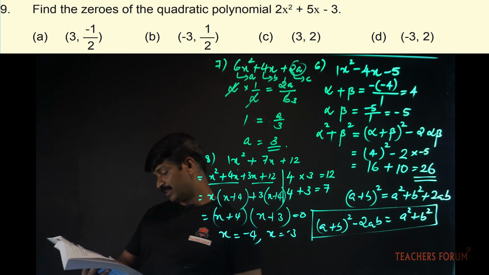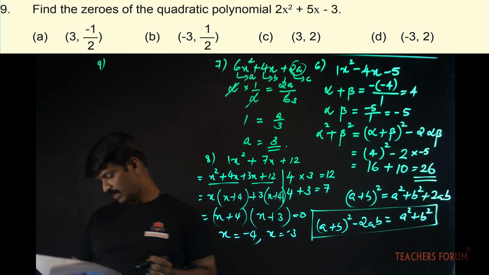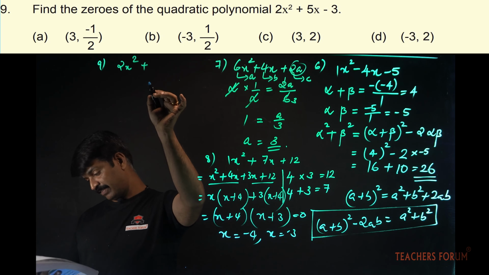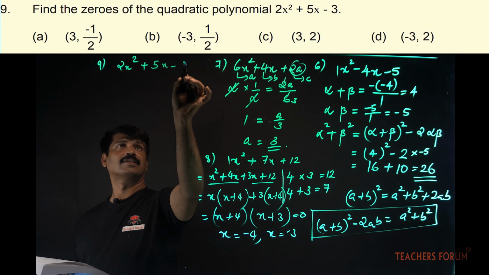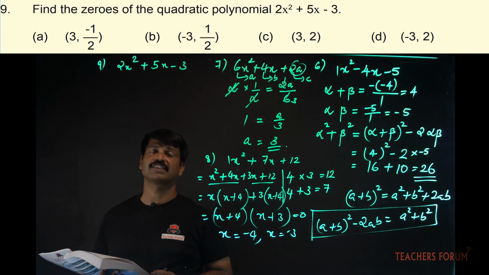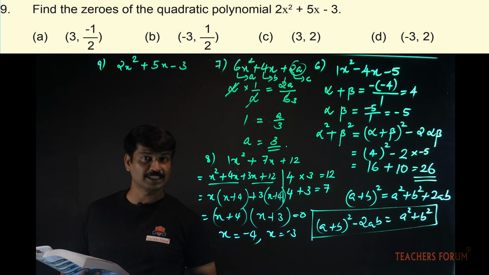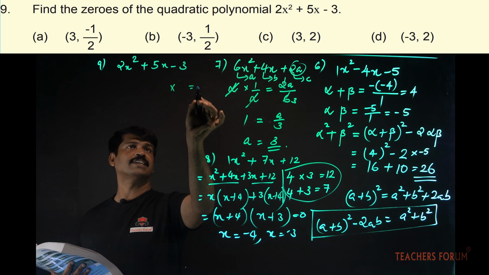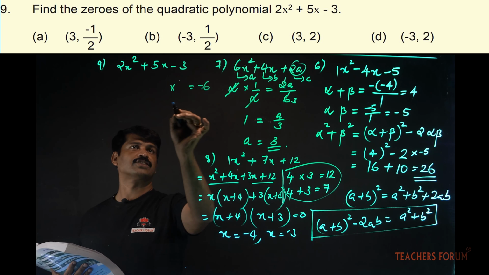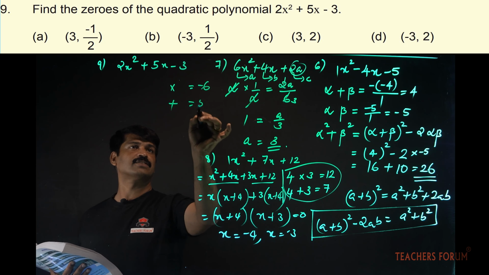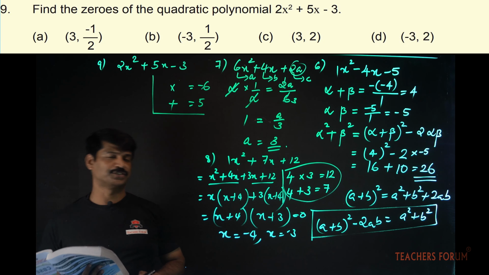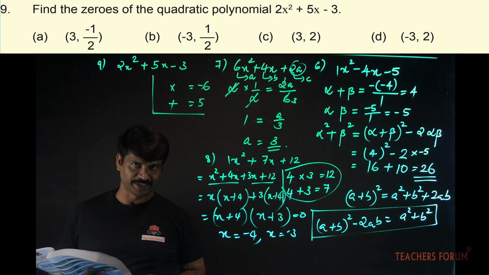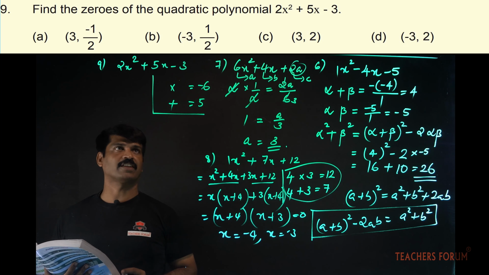Okay. Now question number 9. Find the zeros of the quadratic polynomial 2x square plus 5x minus 3. You have to use the splitting the middle term method, just as you used here. So when you multiply, what should you get, children? 2 into minus 3, minus 6. When you add, you should get the coefficient of x, that is 5. You should get two numbers such that the product is minus 6 and the sum is plus 5. What are the numbers?